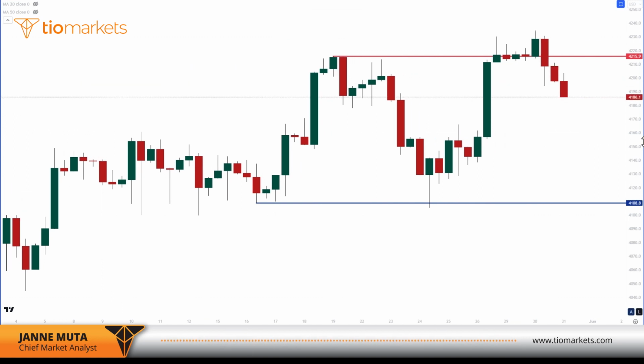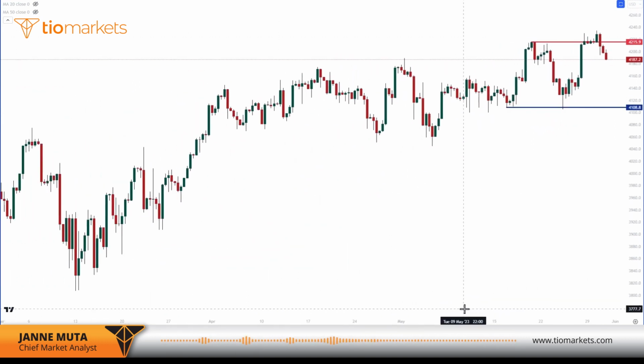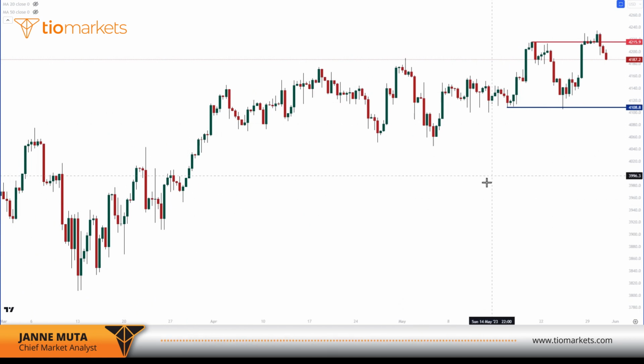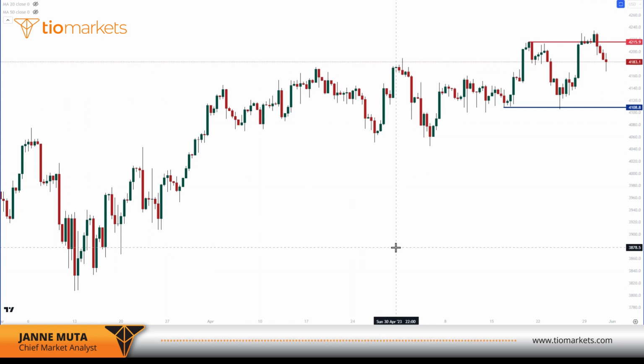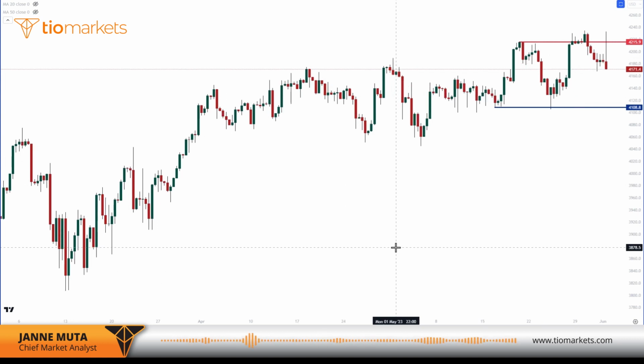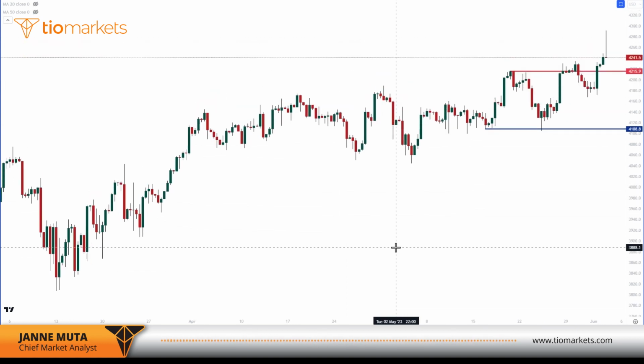But remember that if you consider taking short trades like these, you need to be cognizant of the fact that the market is actually in an uptrend. So it could mean that the down moves inside an uptrend don't last that long, and eventually the market moves higher again.